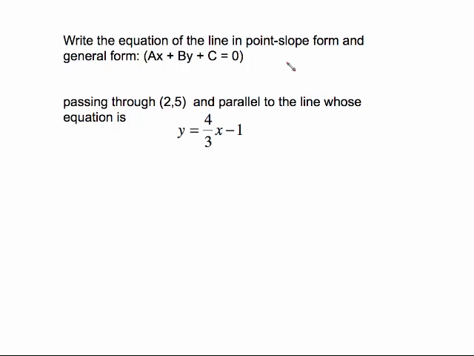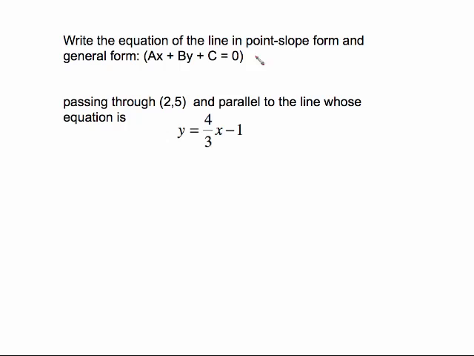Write the equation of the line in point-slope form and then in general form. This is known as general form, very similar to standard form. General form has everything piled up on one side equal to 0. The a and the b are going to have to be integers, and the a must be a positive value. So we'll worry about that in a minute. Let's go ahead and use this information.